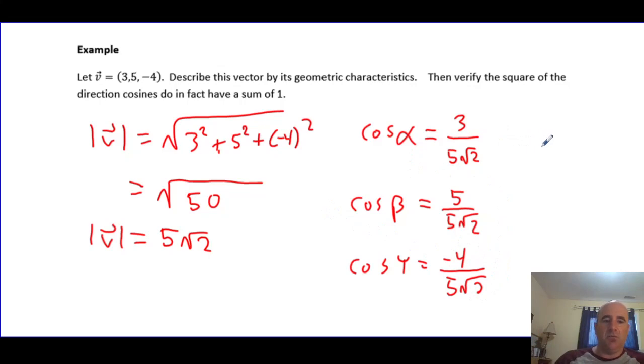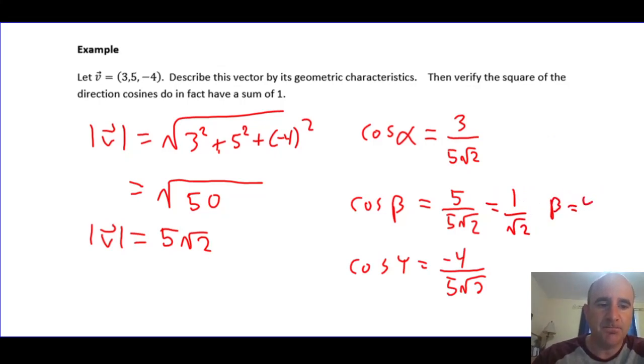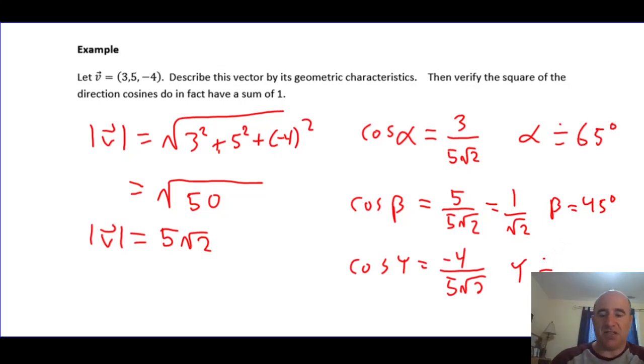From there, we can easily figure out what the angles would have to be. Now, of course, 5 over 5 root 2 is just 1 over root 2. Hey, there's an easy one. Beta is 45 degrees exactly. We use our calculator just to get approximate values for the other two. I'll do that now. And I'm getting about 65 degrees and about 124 degrees.